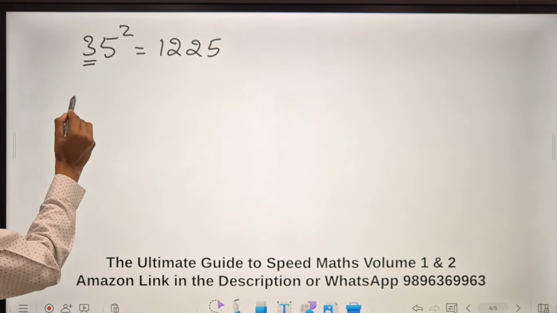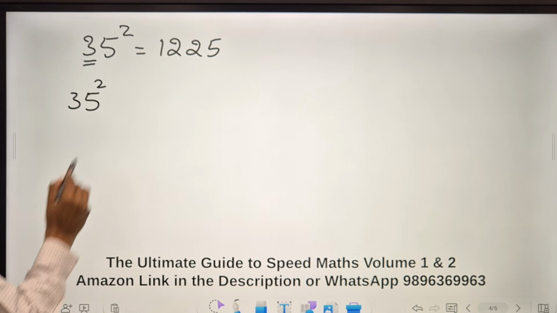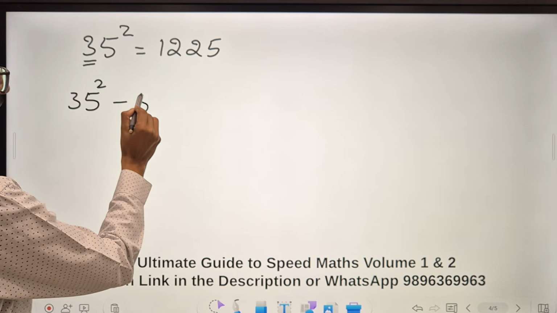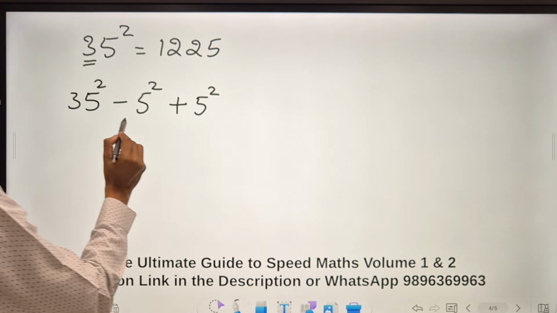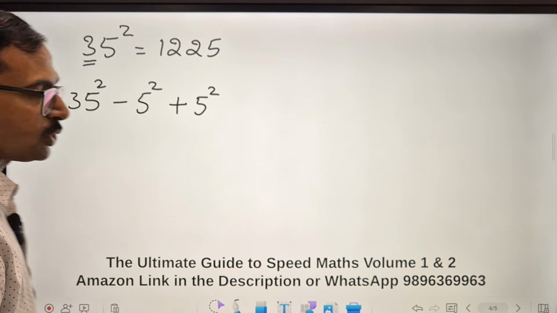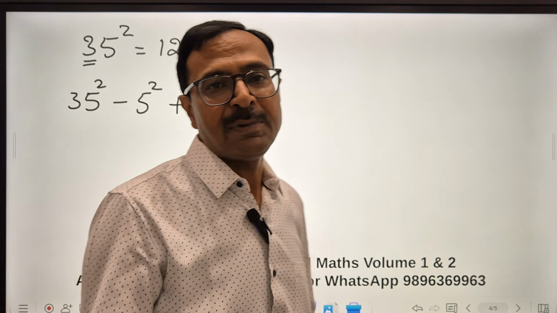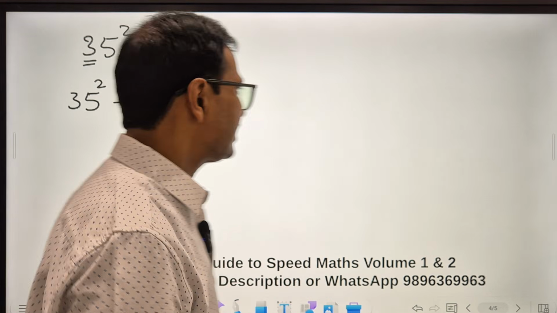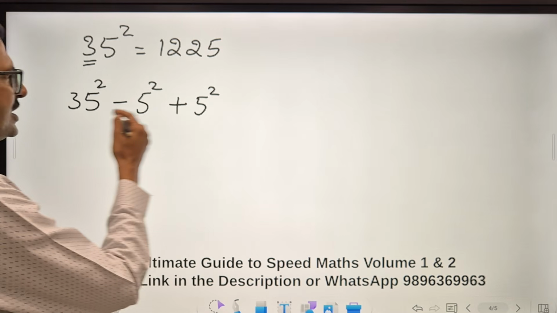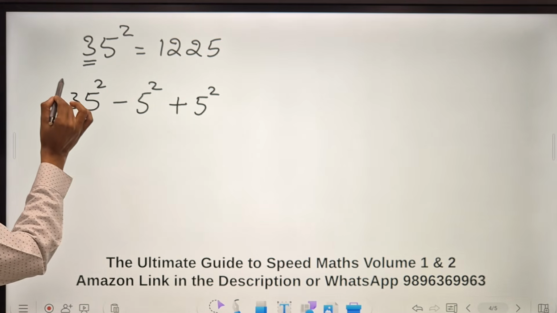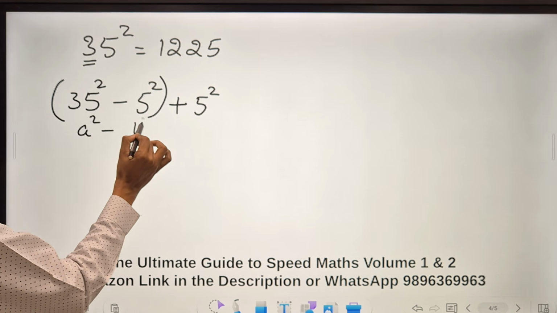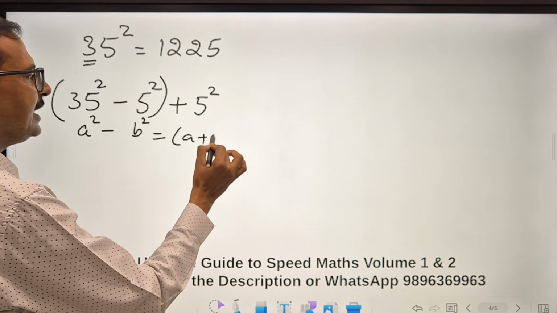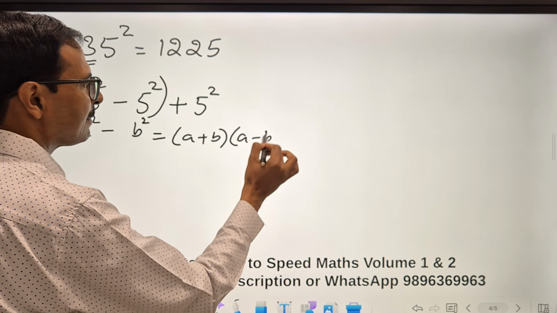See, 35 square, if I subtract 5 square from this, then I have to add 5 square, because obviously I have to do the inverse operation also. I cannot just change any number according to my will. So minus 5 square plus 5 square is not going to change the number, but it helps me in applying a square minus b square identity, which is a plus b times a minus b.